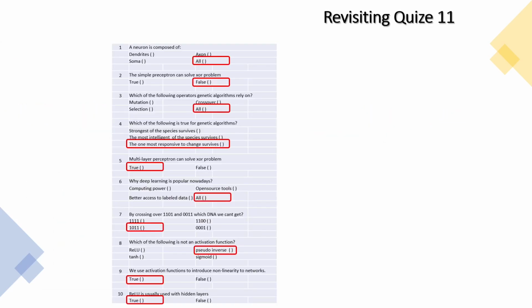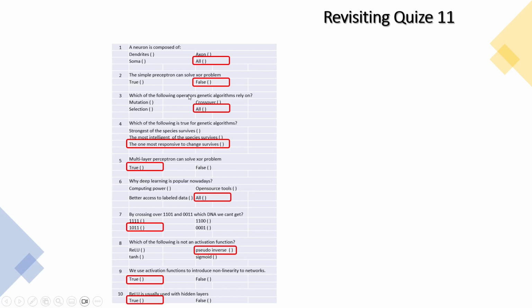Okay. And let's try to revisit the previous quiz. A neuron is composed of the biological neuron's dendrites, soma, and axon. That's all three basically creating one neuron. The simple perceptron cannot solve the XOR problem, but the multi-layer perceptron can. That was an important definition.